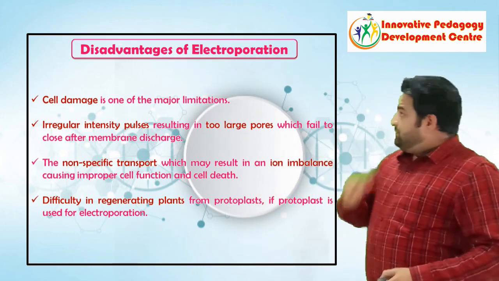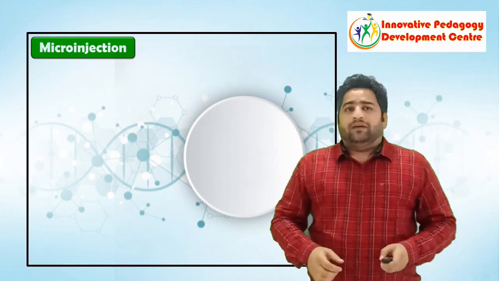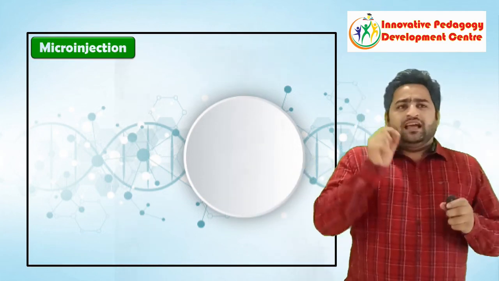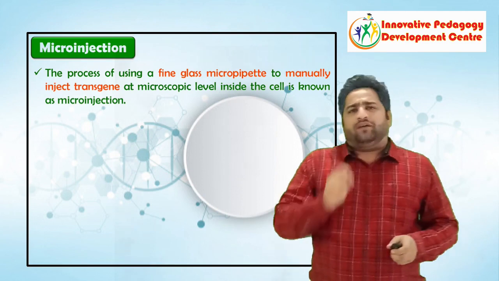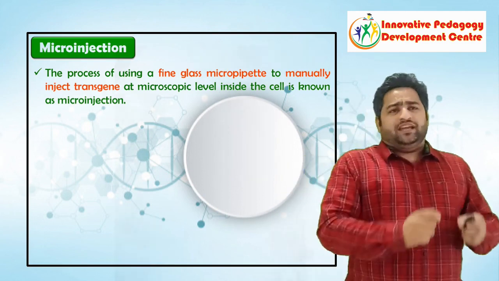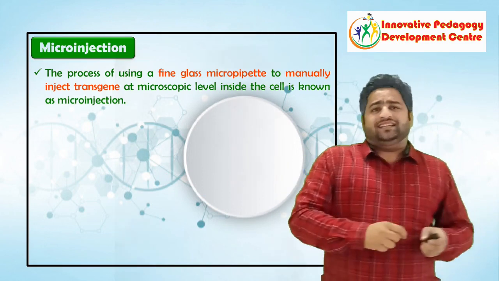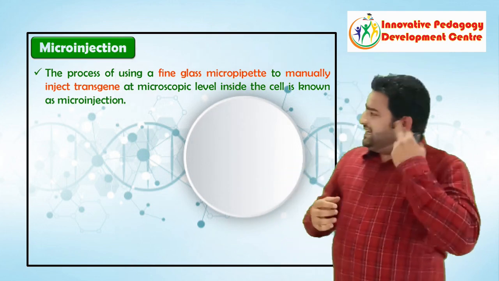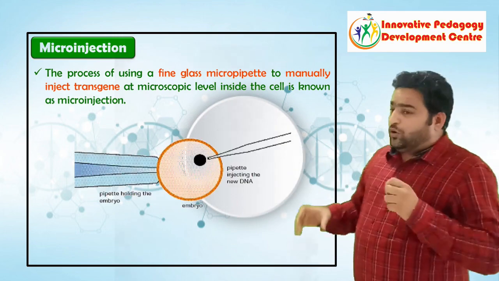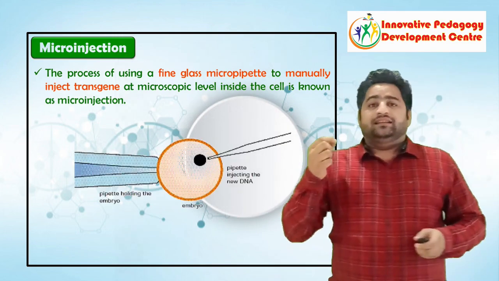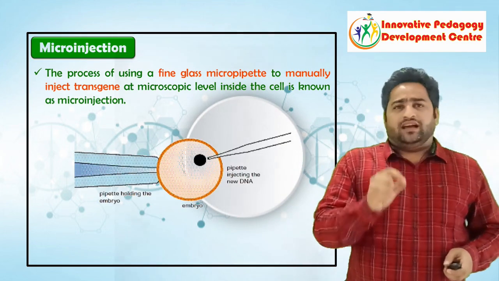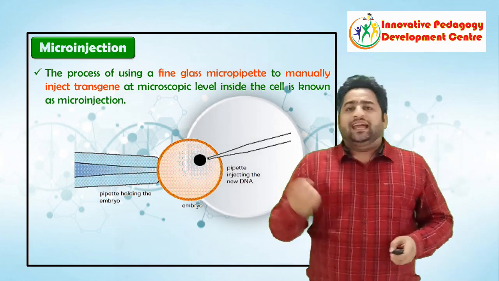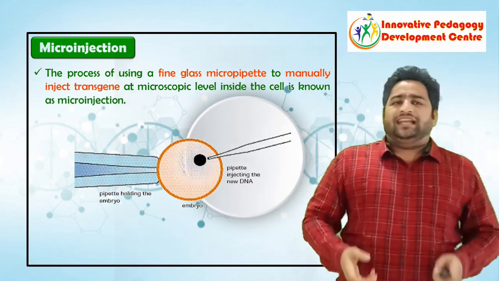So the next very important technique is called microinjection. As the name suggests, micro means very minute, and a fine glass micropipette is manually used to inject the transgene at the microscopic level inside the cell. Here we can see in the picture, the cell is held by the cell holder, and a very fine glass micropipette is used to inject the DNA directly. So it is a manual process.